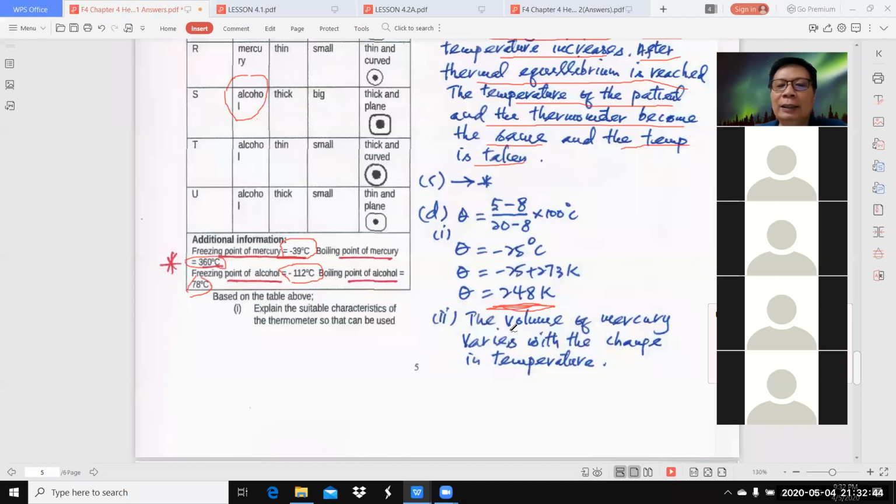And the last one is the thermometric property used here. It is the volume of mercury varies with the, sorry, not the volume of mercury. What thermometric property here? It's not mercury, it's supposed to be what here? The volume of what varies with the change in temperature? Alcohol. Yes, it's supposed to be alcohol. Alcohol here, not mercury, because we chose alcohol already. The volume of alcohol varies with the change in the temperature.